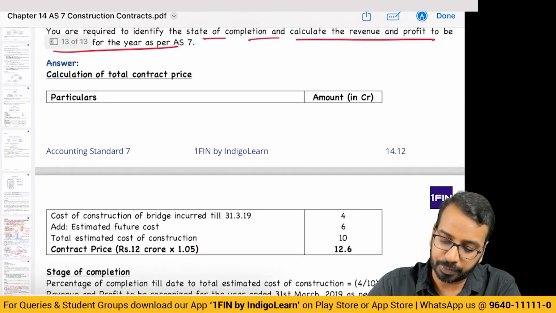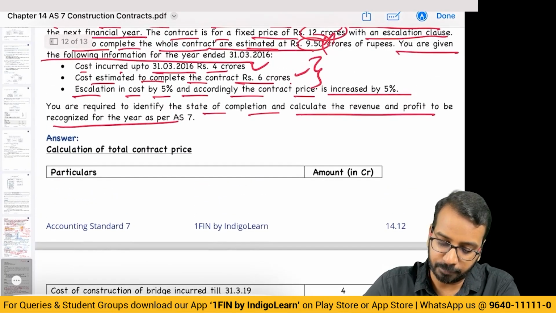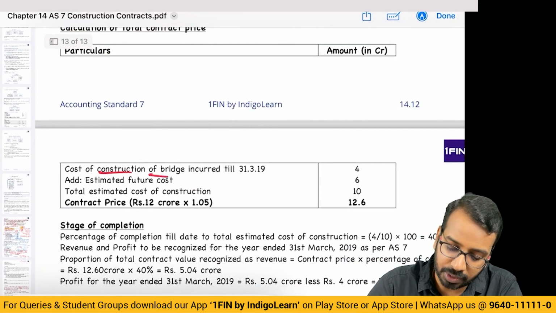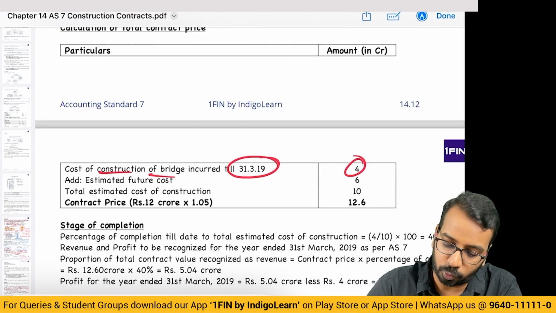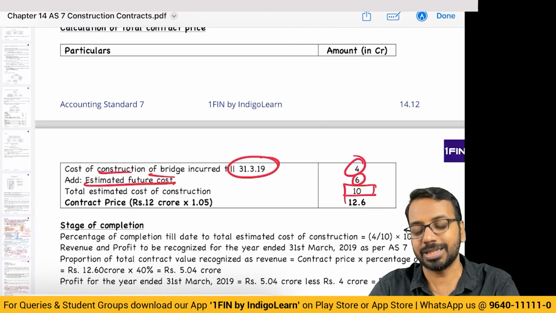Right. Now, how do we recognize this? Very simple. First, what is the cost incurred? Cost of construction already incurred is 4 crores. Estimated future cost is 6 crores. So the total cost is 10 crores.